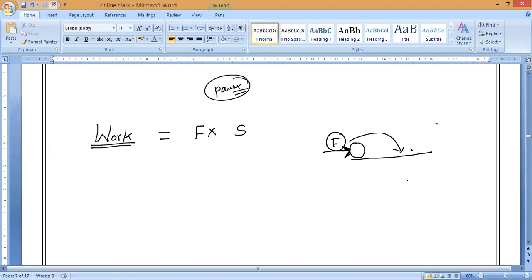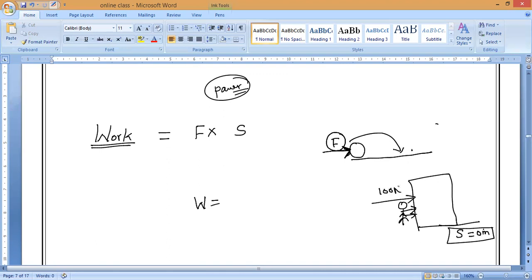For example, let me imagine this is a wall. Here, continuously I am trying to push this wall, but there is no displacement. Displacement done by the body is equal to 0 meters. Then in this case, what is the total work done, guys? Even though, for example, I have spent 100 newtons of force, the displacement of the body is 0. So 100 newtons into 0 meters. Finally, anything into 0 is what? 0 newton meter.